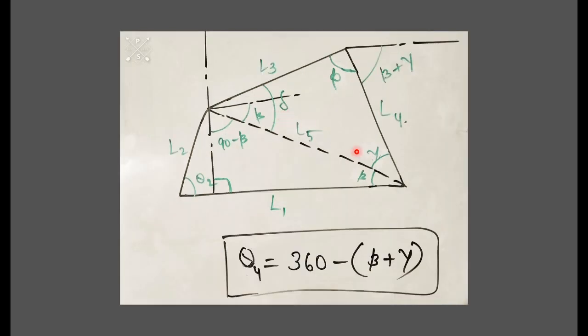Then theta 4. Now for theta 4, we have beta and gamma here. So the total angle is gamma plus beta. Now if this is beta plus gamma, you draw a horizontal line at this point. So this is beta plus gamma, made with the horizontal. So this will also be beta plus gamma. Now what is theta 4? Check your diagram. Theta 4 is measured from the positive x-axis to L4. So when you do that, you will get 360 minus (beta plus gamma), that is theta 4. Clear?